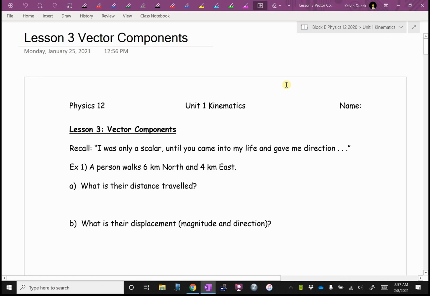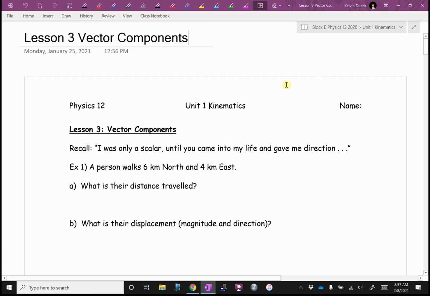Oh, it's February 8th. Valentine's Day is only a few days away. I was only a scalar until you came into my life and gave me direction. You are the vector of my heart. How is that not a Valentine's card? That should be a Valentine's card.